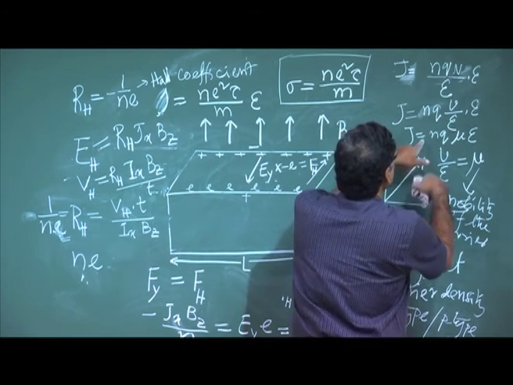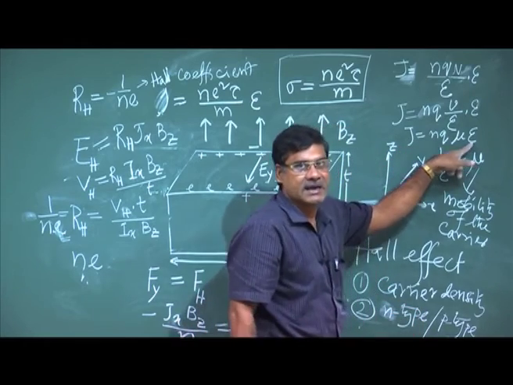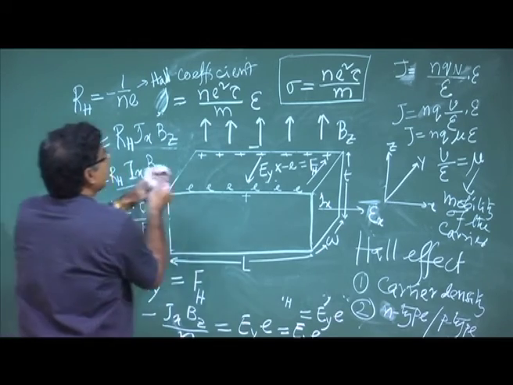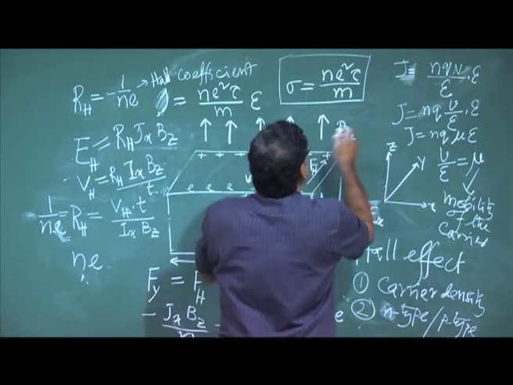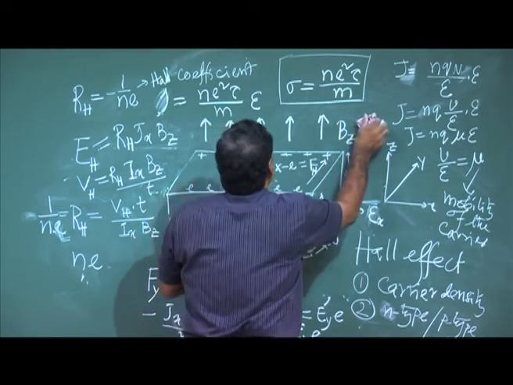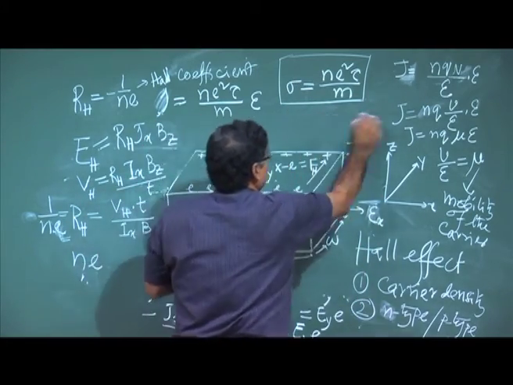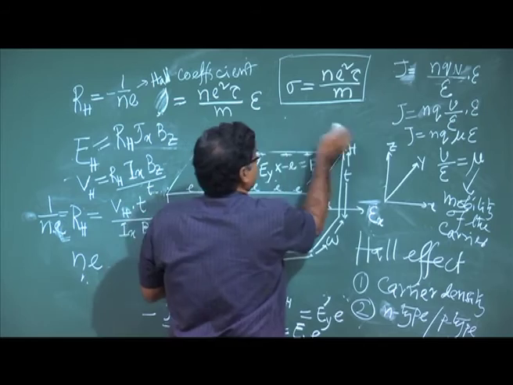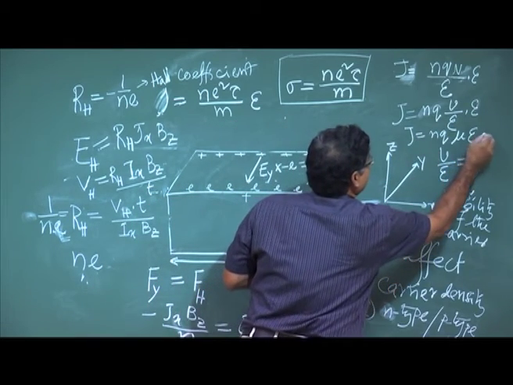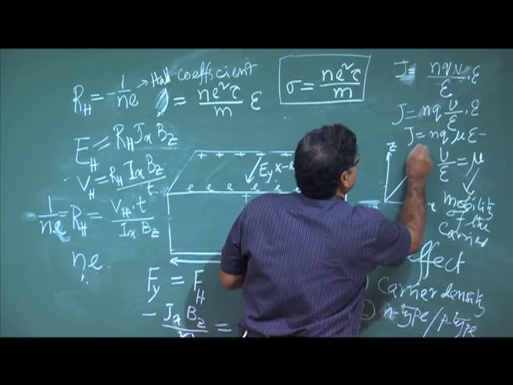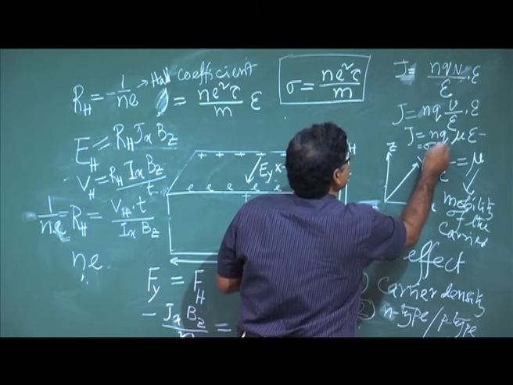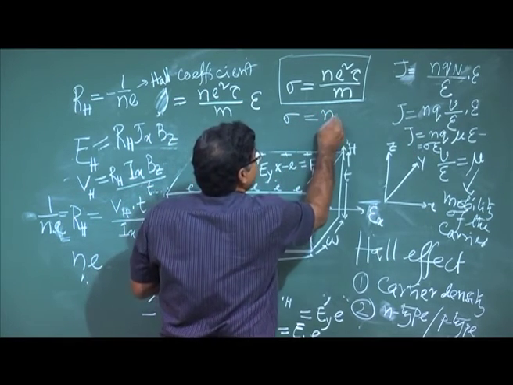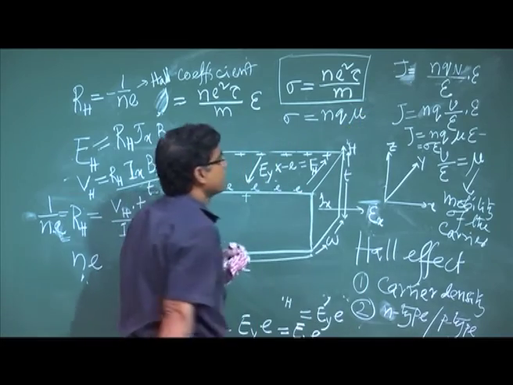So, J equal to sigma E. Now, you are getting another form of sigma. So, J equal to sigma E, and sigma equals N Q mu, right, N Q mu.